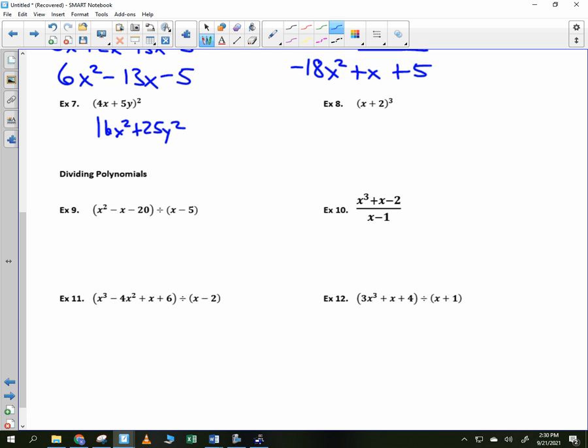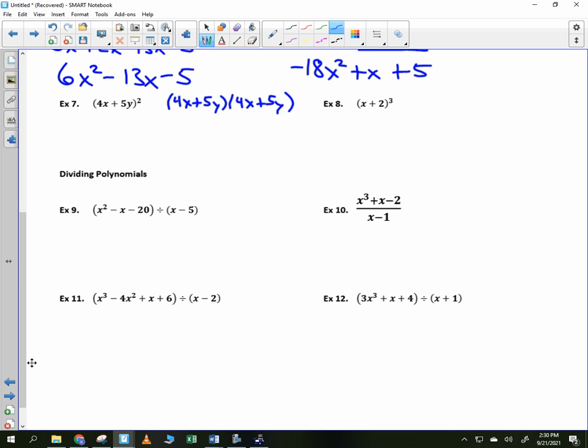Well, let's explain a little bit better than that. What does it mean to square something? That means you multiply it by itself. Exactly. So if you square something, you take 4x plus 5y and you multiply it by 4x plus 5y. That's what it means to square something. You multiply it by itself.